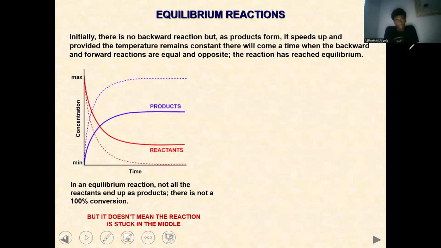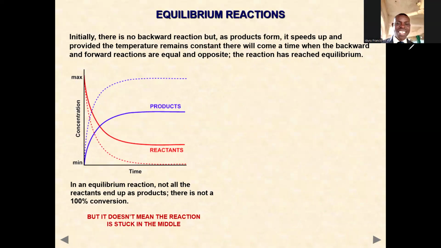Now I look at this graph again. Initially, there is no backward reaction, in the sense that the reactant collides and then you have your product. A point will reach when the products themselves will also collide and form reactant back. So there will be a two-way reaction. As the product forms, it speeds up, and provided the temperature remains constant, there will come a time when the backward and the forward reaction are equal and opposite. The reaction has reached an equilibrium.